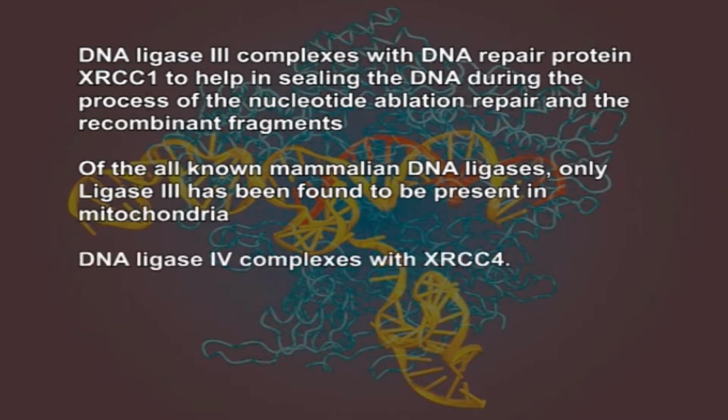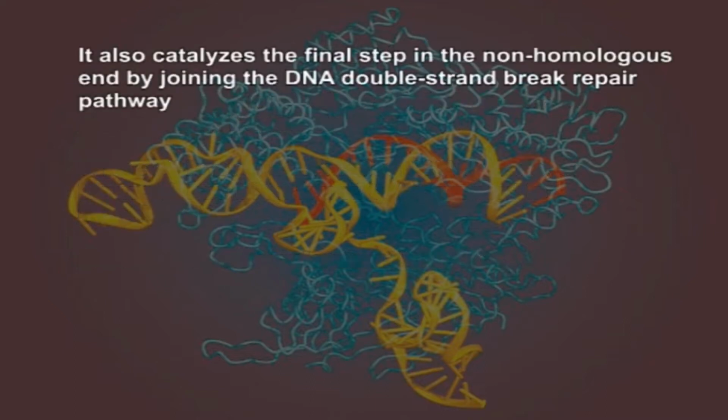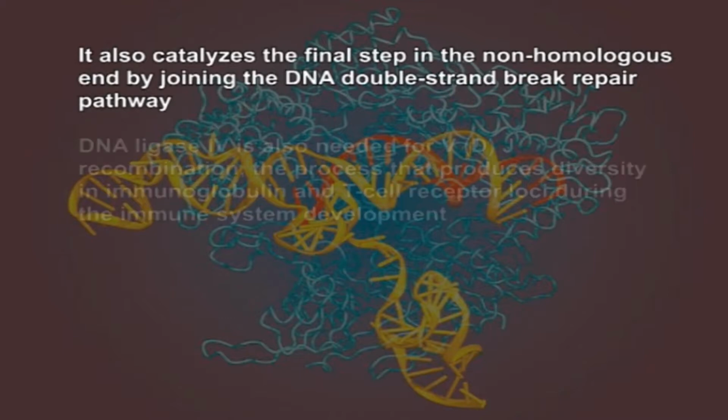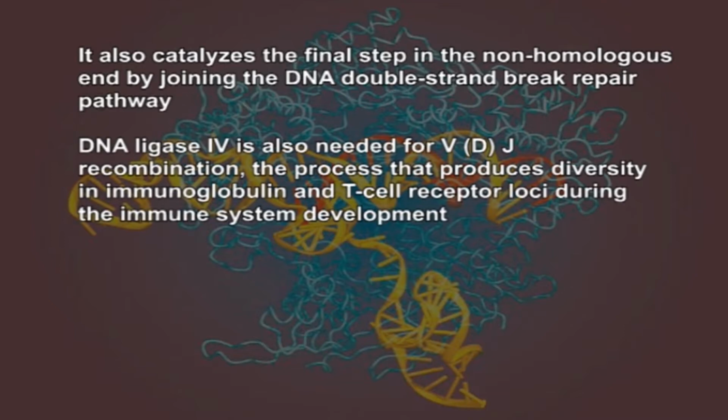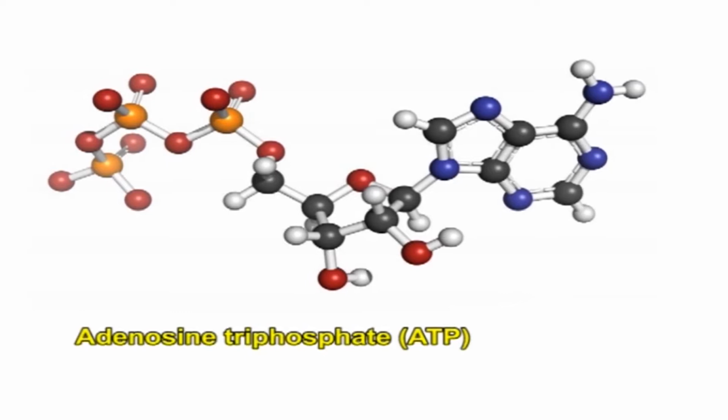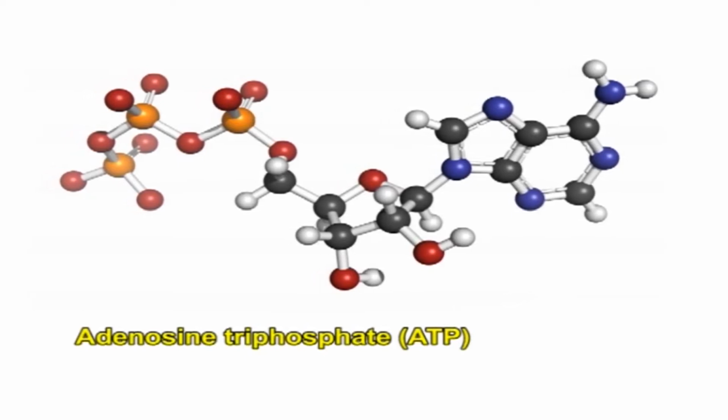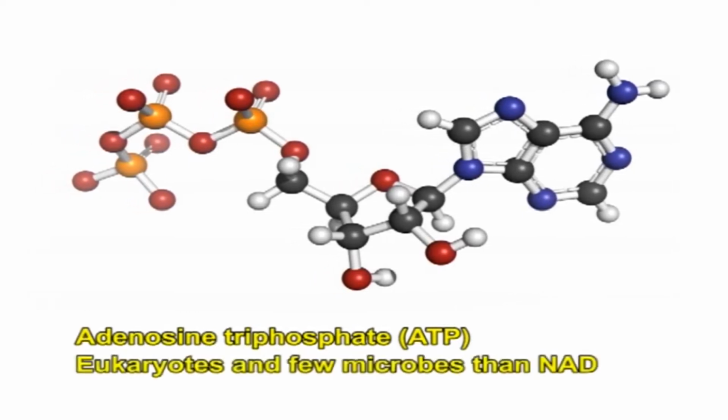DNA ligase 4 complexes with XRCC4. It also catalyzes the final step in the non-homologous end joining DNA double strand break repair pathway. DNA ligase 4 is also needed for VDJ recombination, the process that produces diversity in immunoglobulin and T cell receptor loci during immune system development. Adenosine triphosphate is rather used by the DNA ligase from eukaryotes and a few microbes than NAD.